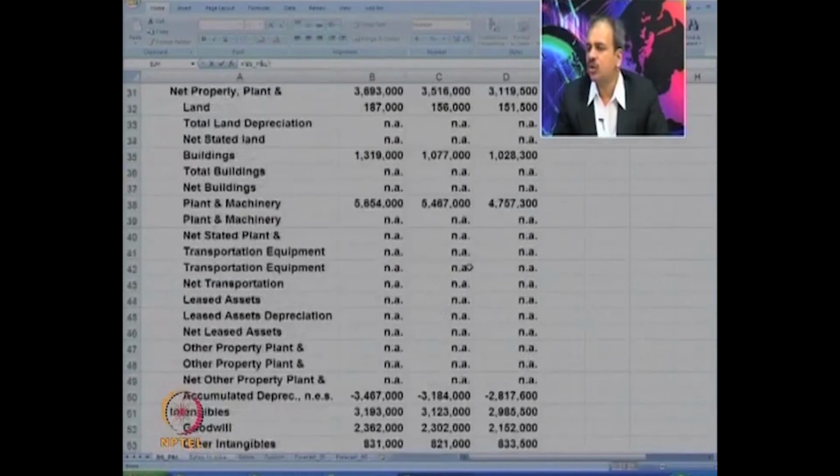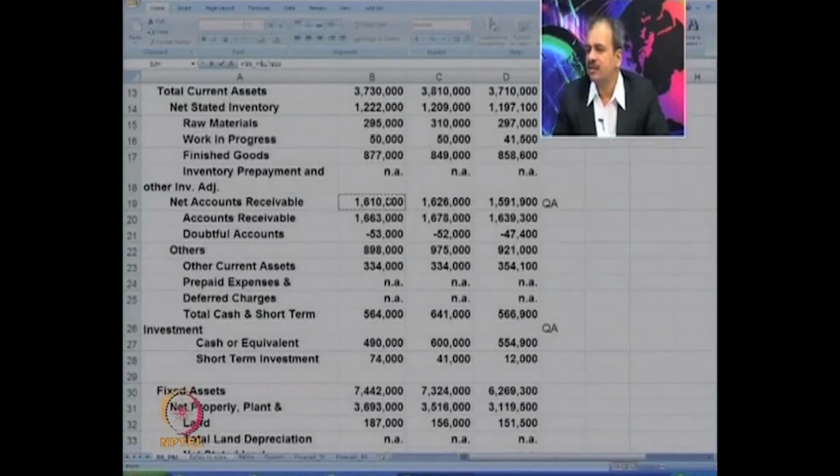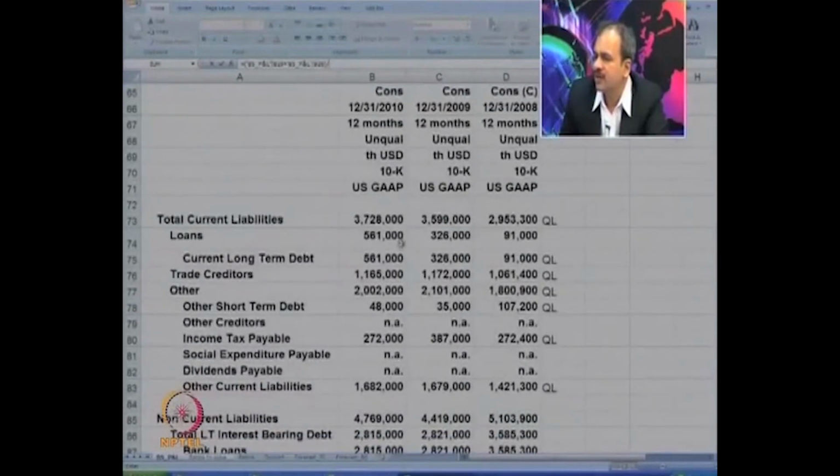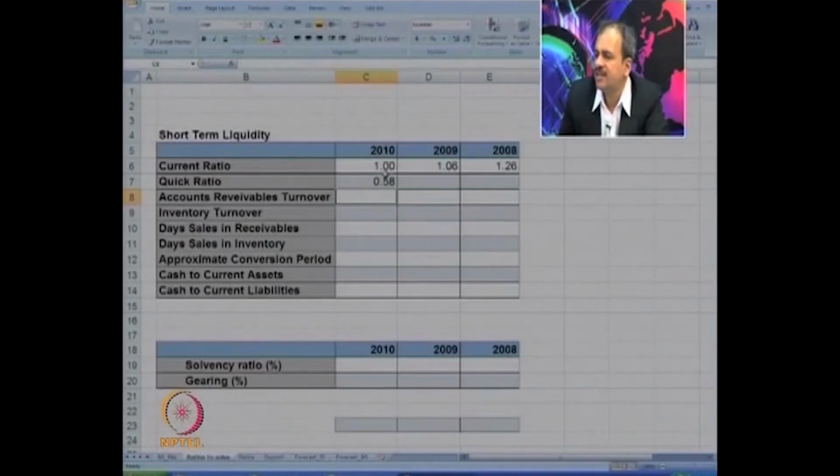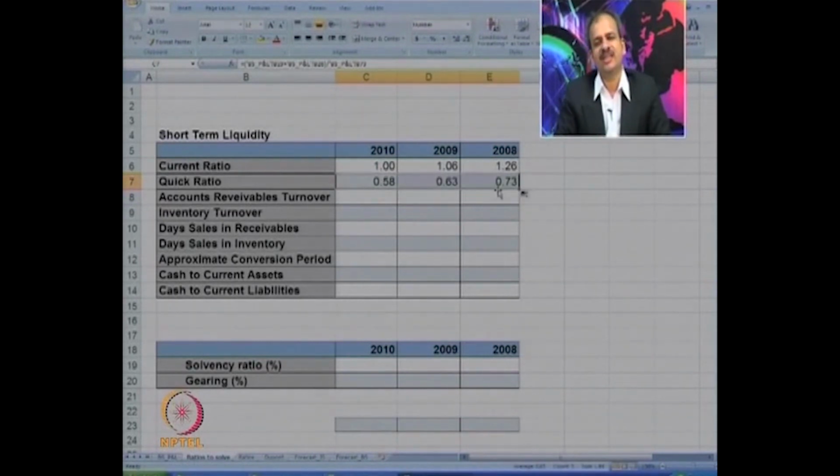So quick ratio is nothing but, here we have to take the total of two items divided by the total current liabilities. I hope you are getting it now. So what we have done is, out of the total assets, only two were identified as quick. So those divided by the total current liabilities. So we get quick ratio as 0.58.